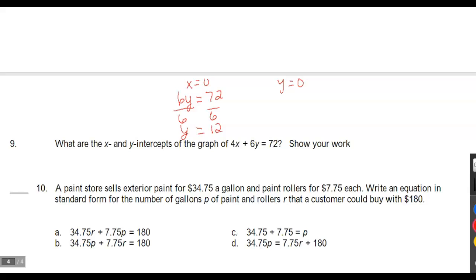Okay, when y equals 0, 4x equals 72. So half of 72 is 36. Half of that is 18. Divide by 4. X equals 18. Do not do this.